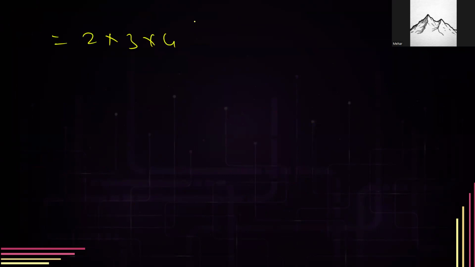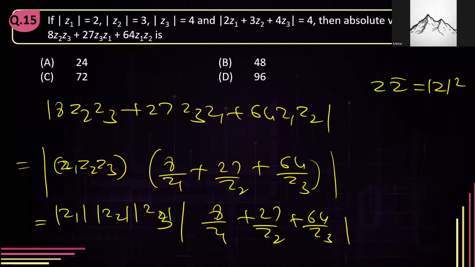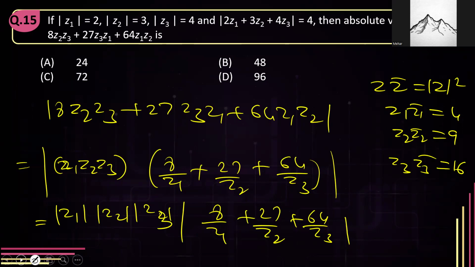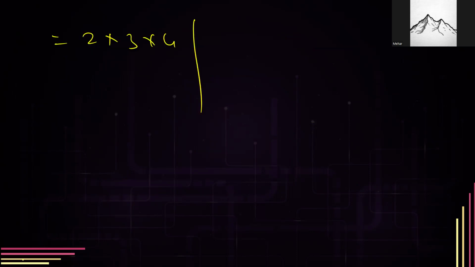Now for the rest of the values, we'll see. So we have 8 here. Mod Z1 is 2. When mod Z1 is 2, what is Z1, Z1 bar? Mod Z1 whole square, so 4. Mod Z2 is 3, which means Z2, Z2 bar is mod Z2 whole square, which is 9. Z3, Z3 bar is mod Z3 whole square, 16. So you can clearly see 4 by Z1 is Z1 bar. So I'll write here: this 8 by Z1 is nothing but 2 into 4 by Z1.